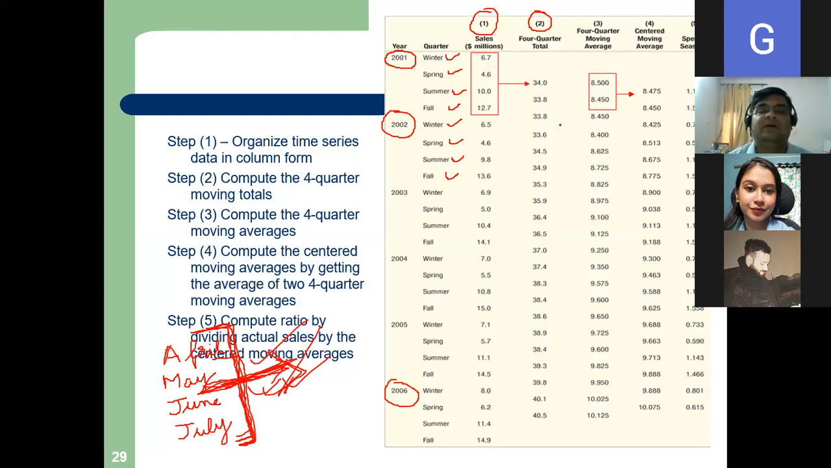So now look at my screen. See here: winter, spring, summer, fall. If you take the average of these four quarters, you will get 8.5. Now, where should we write it? See where I have written it: between spring and summer. Can you see?